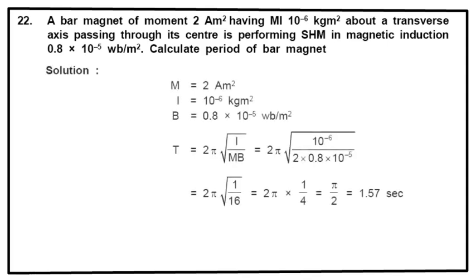M is equal to 2 ampere meter square. I is equal to 10 raised to minus 6 kg meter square. B is equal to 0.8 into 10 raised to minus 5 Weber per meter square. Now T is equal to 2 pi square root of I by MB. Now if I substitute all the values, I get T is equal to 1.57 seconds.